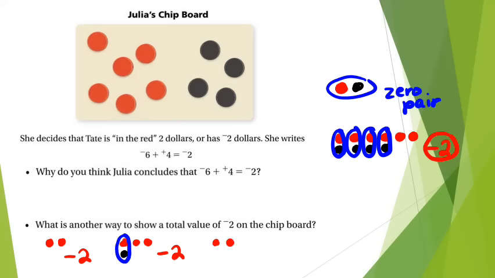What if I had 4 negative chips? If I want a value of negative 2, I'm going to need 2 positive chips, again, to cancel out and create some zero pairs, and thereby leave me with a value of negative 2. Again, it's important to know that those chips are still there. It's just the overall value of the chips on the board is negative 2.